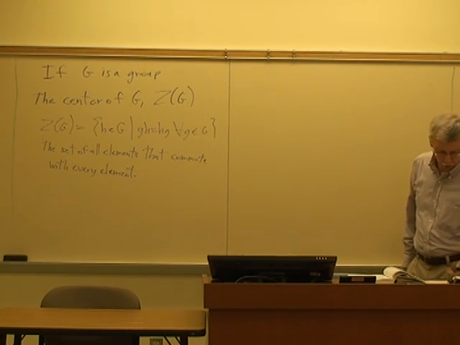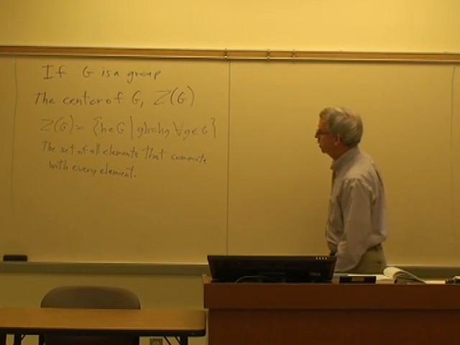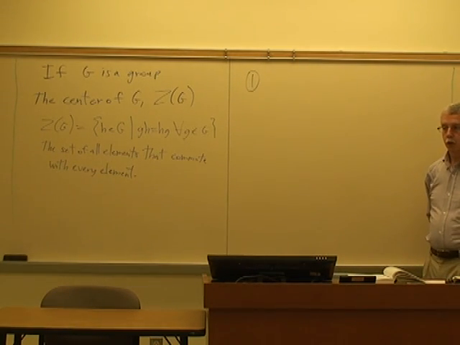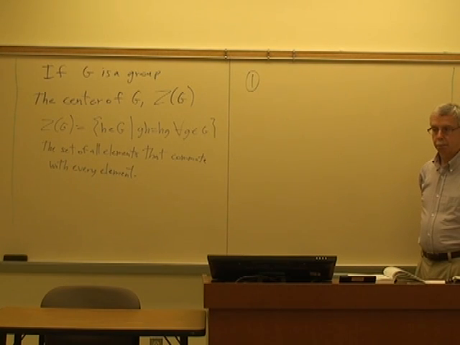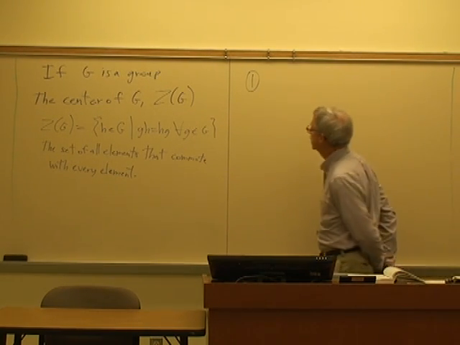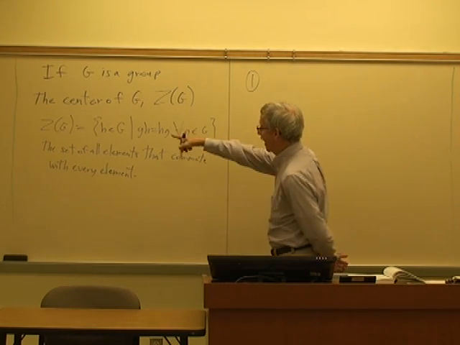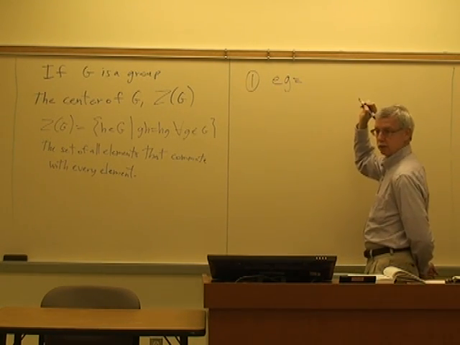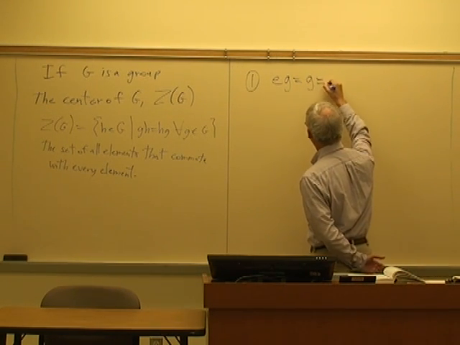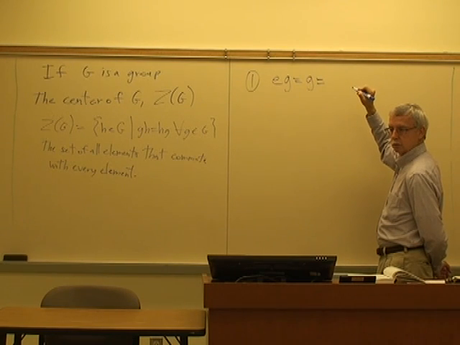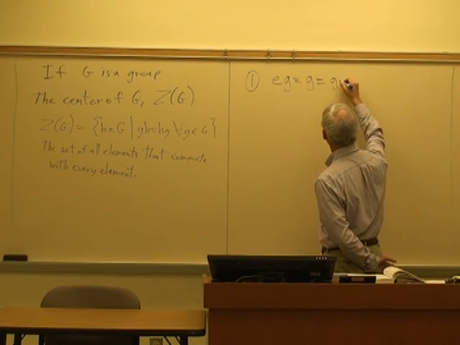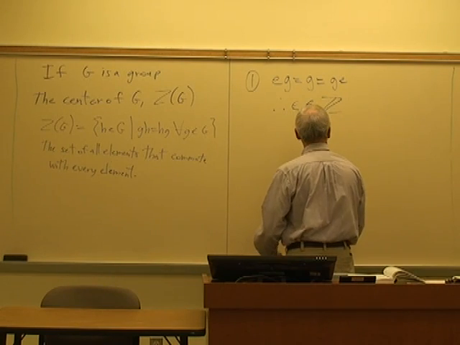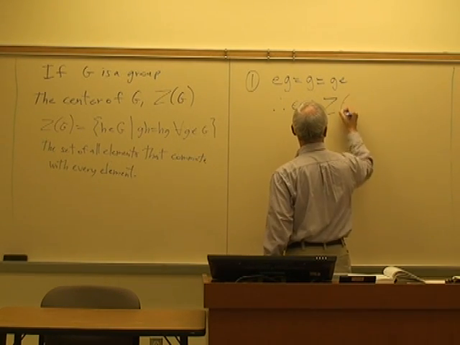So maybe we can take the first step at showing that this is a subgroup. What's the first question for a subgroup test? Identity. Well, does the identity commute with every element in the group? If I take e times g, what do I get? g. And by definition of the identity, that's the same as g times e, because the identity has to work on both sides by definition. Therefore, e is an element of the center of any group.